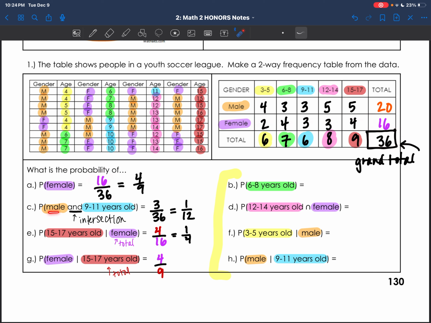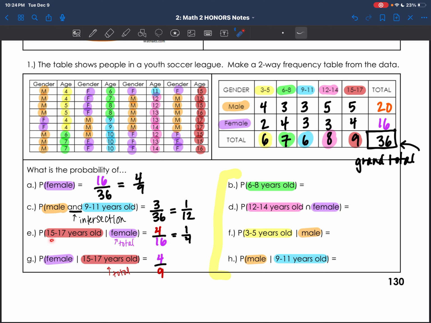Now we're looking for the males that are 9 through 11. So we're going to go here and here, and we're going to see they intersect at 3. So that means they're both male and between 9 and 11. And it didn't specify out of what category, so you're going to take it out of everybody. And then you'll get 1/12.